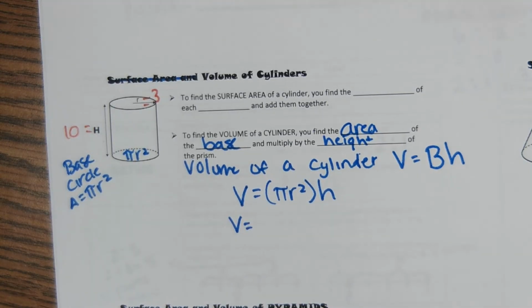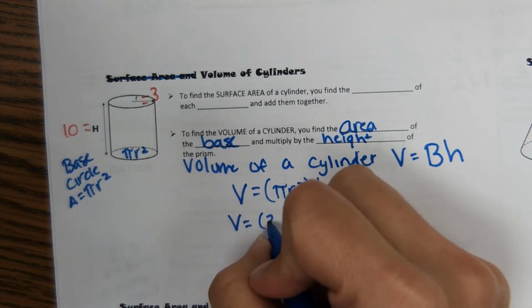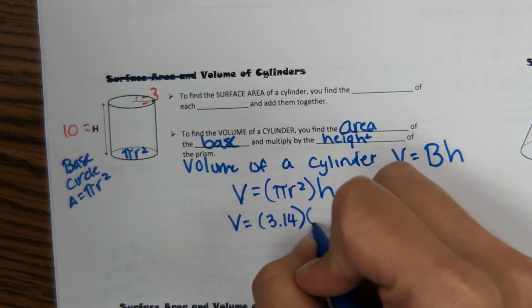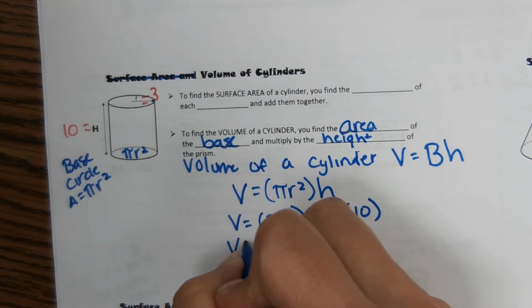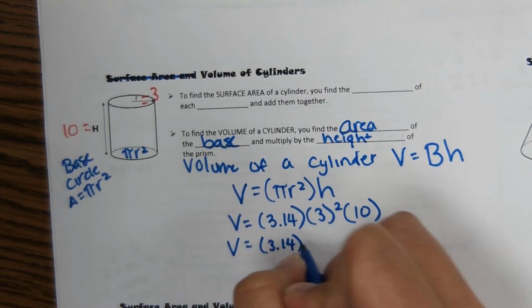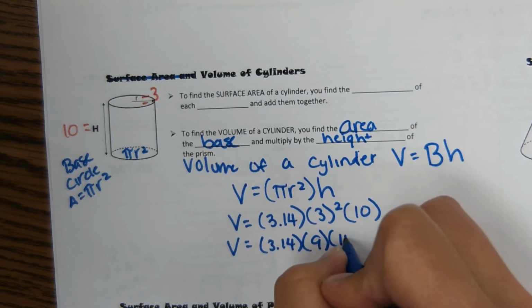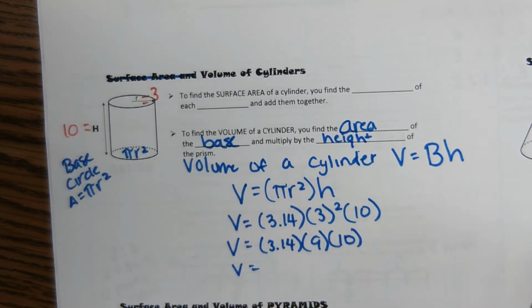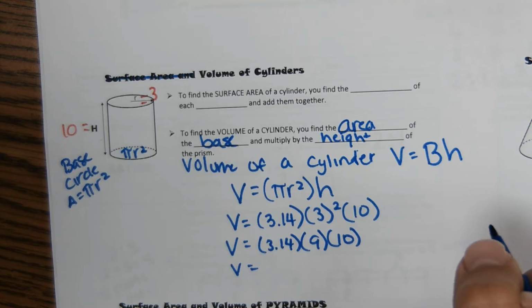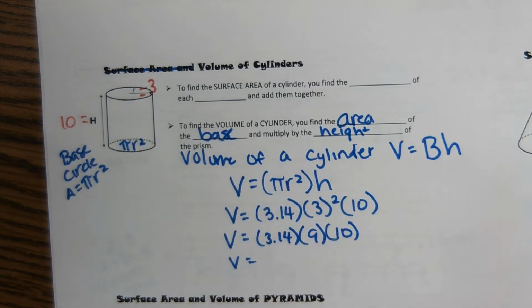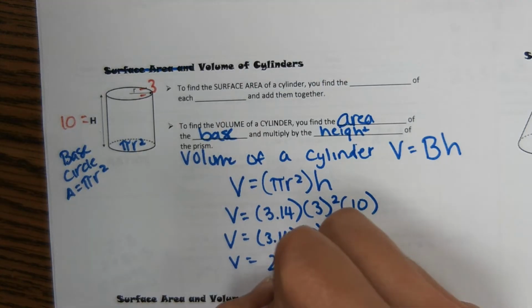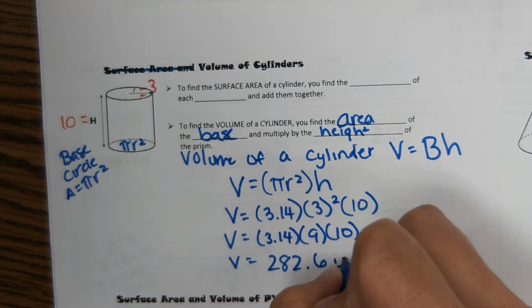We've been using 3.14 for pi lately, so we'll just stick to that. Radius is 3, and the height is 10. You plug those in, and it comes out to 282.6 units cubed.